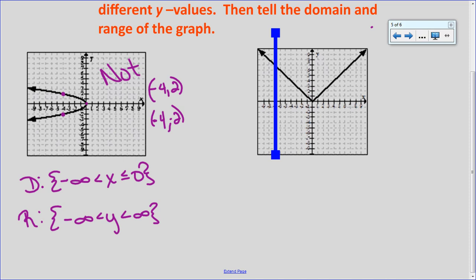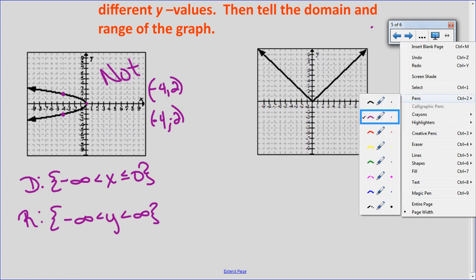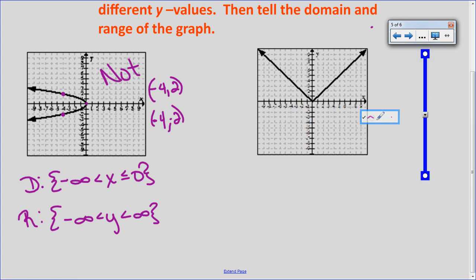Here it passes through it in 1 point right here. If I move it over here, it's still just at 1 point. Right here in the middle, it's still just at 1 point. So this line never passes through this in more than 1 point, which means this is going to be a function. So when I do this one, I get to say, yes, this is a function because that vertical line never passed through it in more than 1 point at a time.